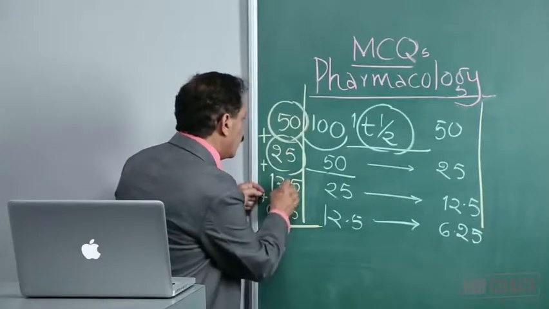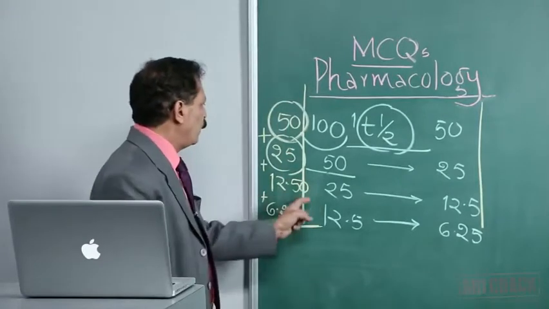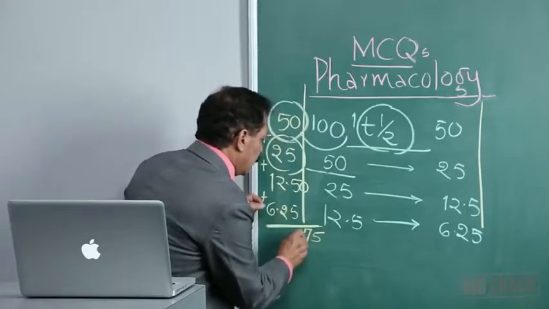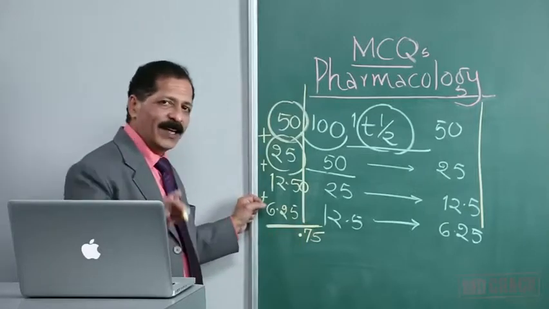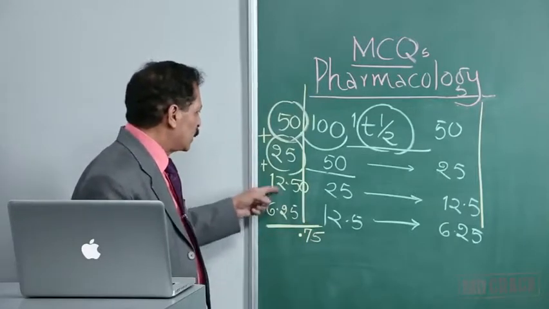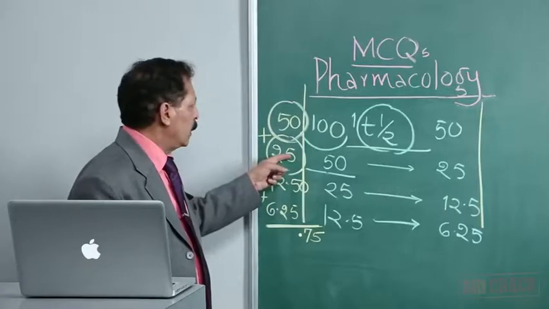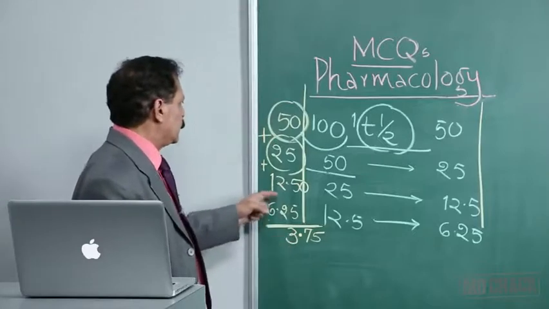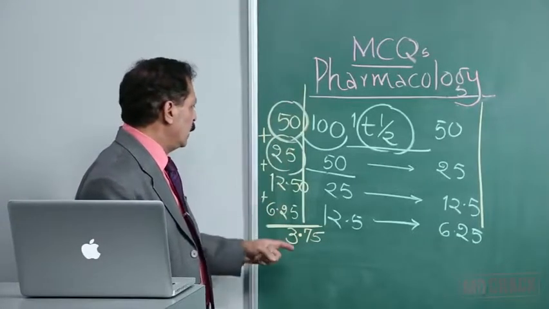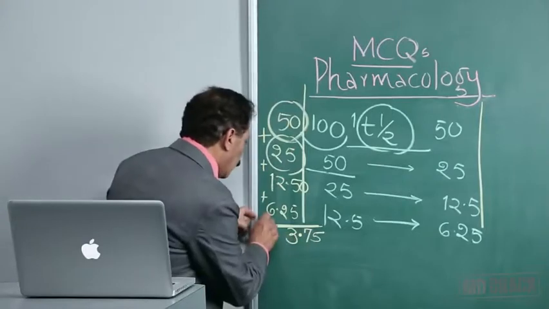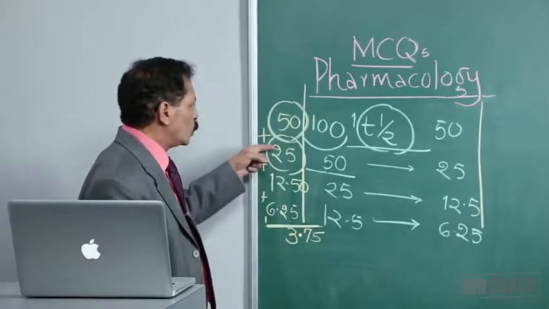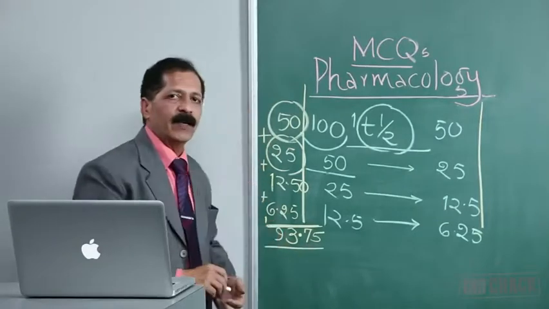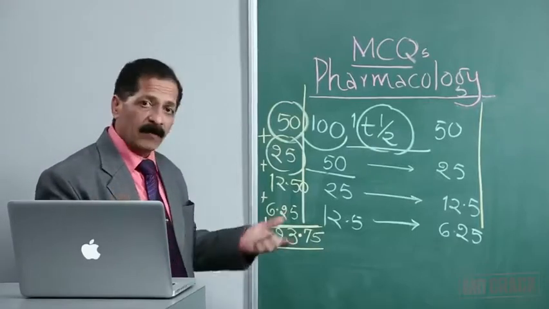This is 6.25, this is 12.5, so it's 12.50. So 5 plus 2, 7, 7, 5, then our decimal point. We don't need a calculator, it's easy. So 6 plus 2, 8, 8 plus 5, 13. So this is 3, and 1 will come here: 1 plus 1, 2, 2 plus 2, 4, 4 plus 5, 9. So that's 93.75. And how many half times have gone?